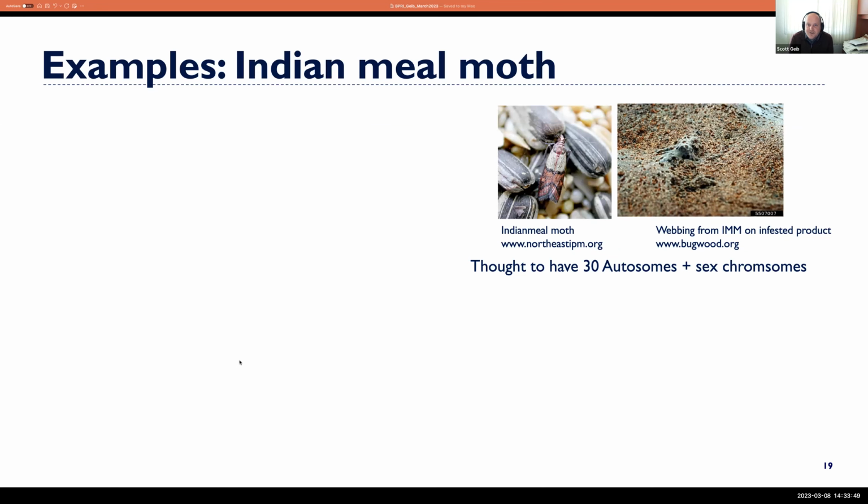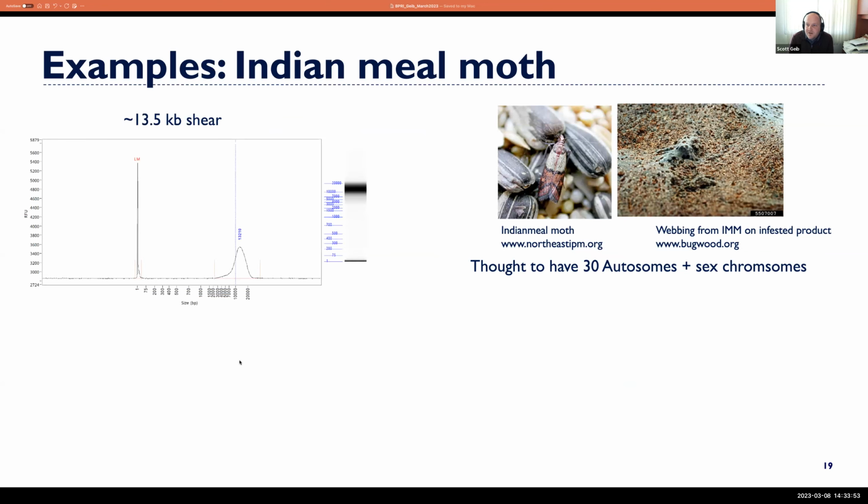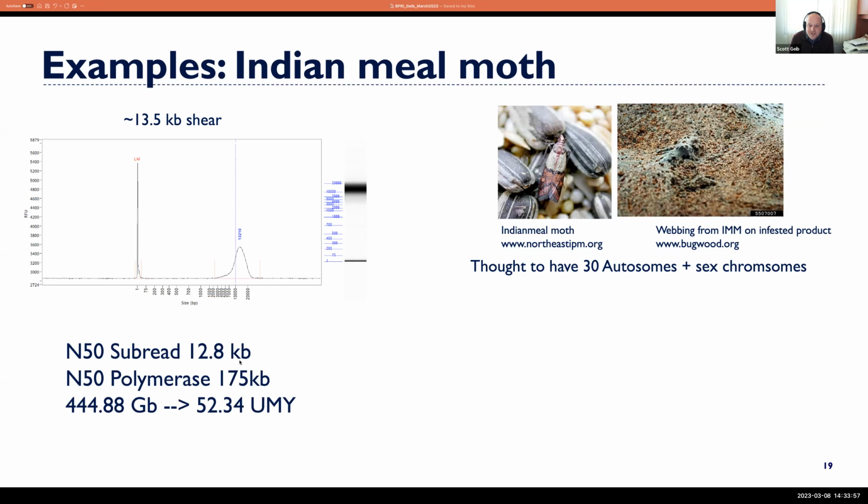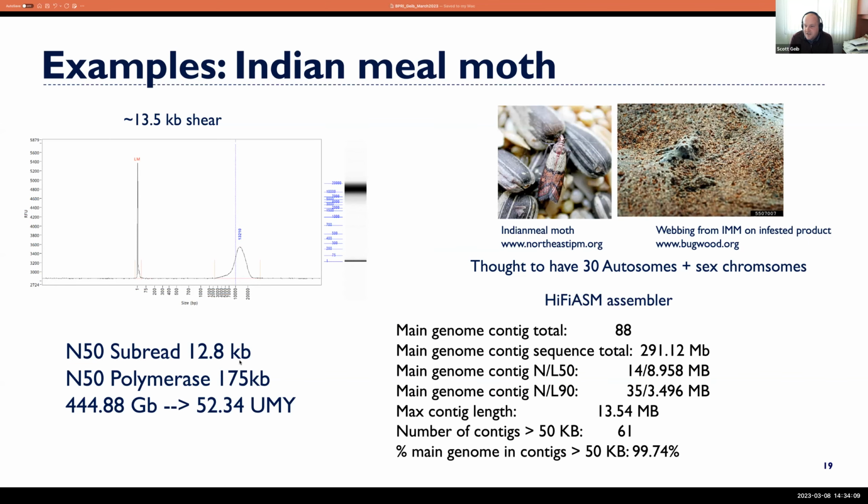So I'm briefly just going to go through some examples. This is an Indian meal moth, a tiny little moth. That's with the 13.5 kb shear. We got a 12.8 kilobase subread, so very close to that. 52 gigabases of unique molecular yield.